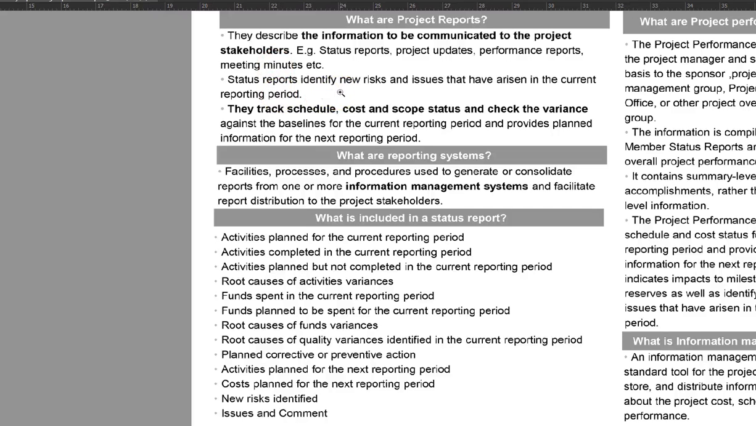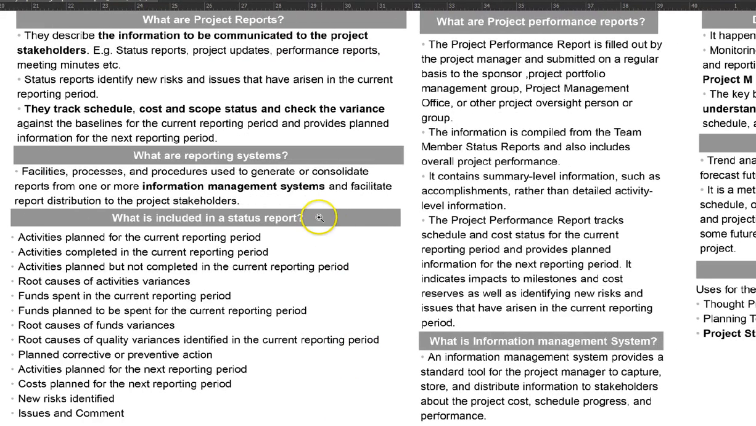Status reports identify new risks and issues that have arisen in the current reporting period. What do the status reports do? They track the schedule, the cost, the scope, quality, and statuses, and they check the variance against their respective baselines. This is what they do for the reporting period, and they provide planned information for the next reporting period.